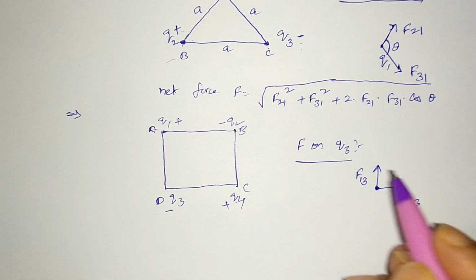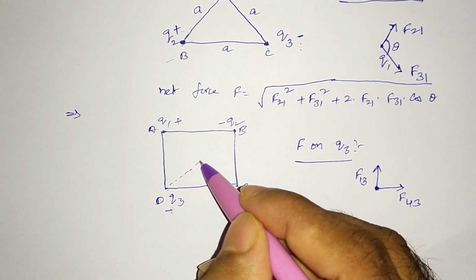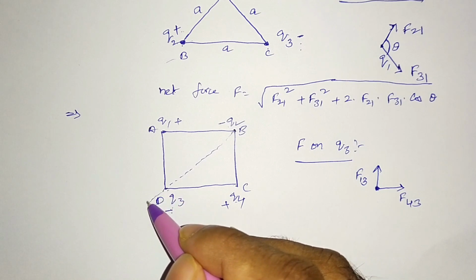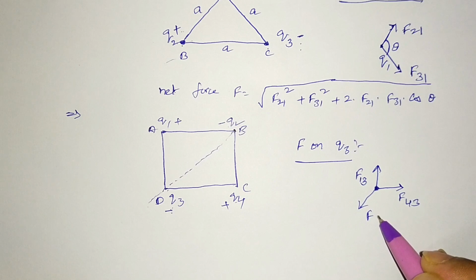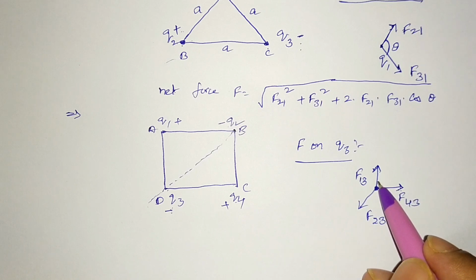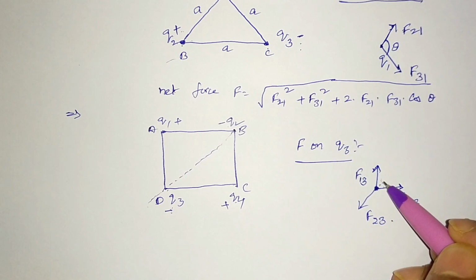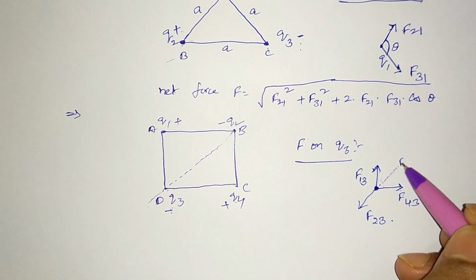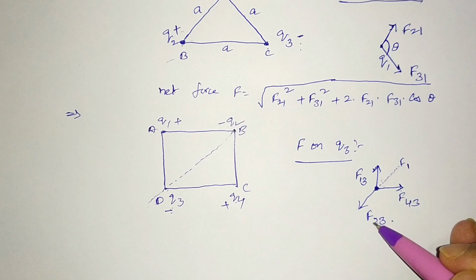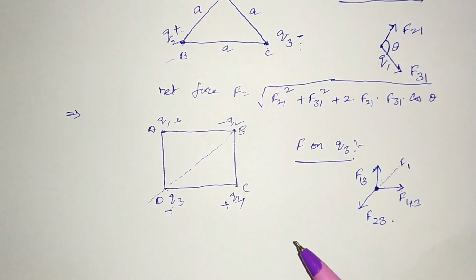Next, Q4 is also attracting the third one, so it is also along the line joining. This is F43. What about Q2? Q2 repels Q3 because negative and negative. It will be along the line joining, in this direction. This is F23. First you calculate the resultant force between F13 and F43. As the angle between them is 90 degrees, you will get a resultant that will be along this direction. Let us call this F1. Now the resultant of F1 and F23 will be the net force acting on Q3. In this way you can calculate on Q2, Q3, anywhere. Clear? So in this way we can calculate Coulomb force.